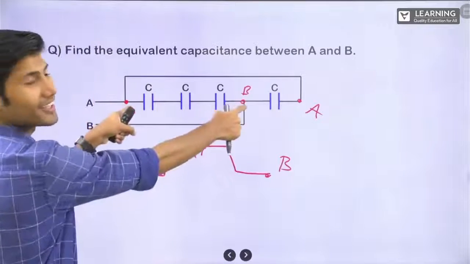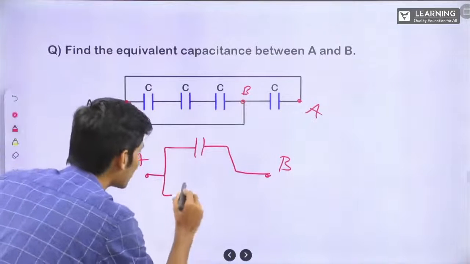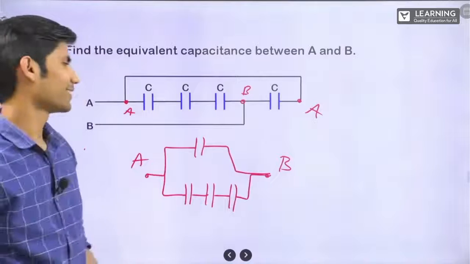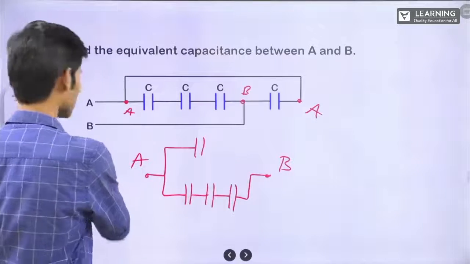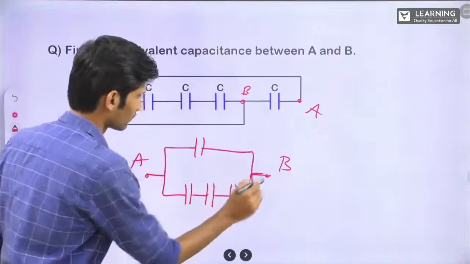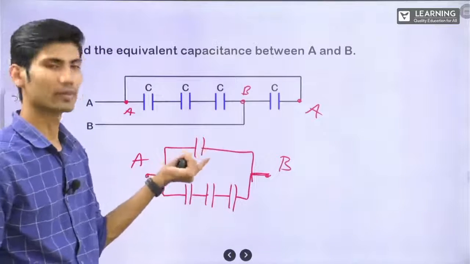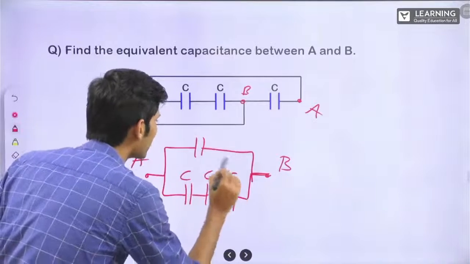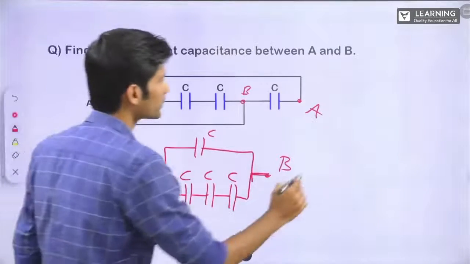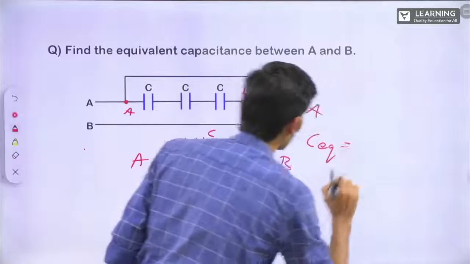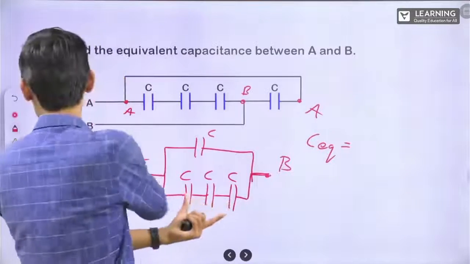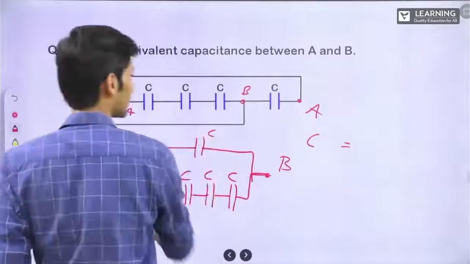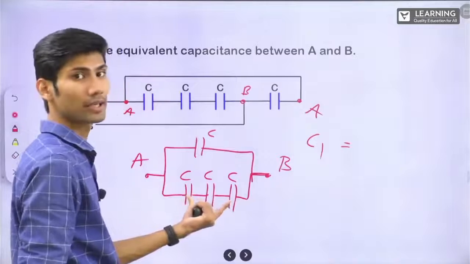And between A and B, these 3 capacitors are also coming. Now can you tell what is this? These 3 are in series, and these are in parallel, right? So this will be C, C, C, this is C. So now C equivalent will be, for these 3, let's take C1. All the 3 resultant I am taking as C1.